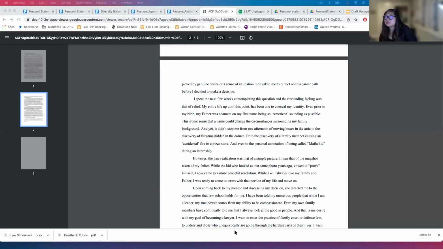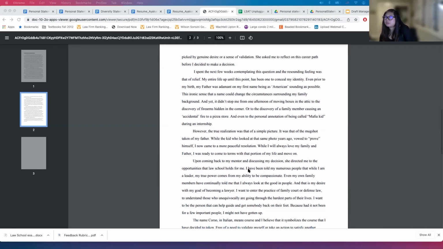However, the true realization was that of a simple picture. It was that of a mugshot taken of my father. While the kid who looked at the same photo years ago vowed to prove himself, I now came to a more peaceful resolution. While I will always love my family and father, I was ready to come to terms with that portion of my life and move on.